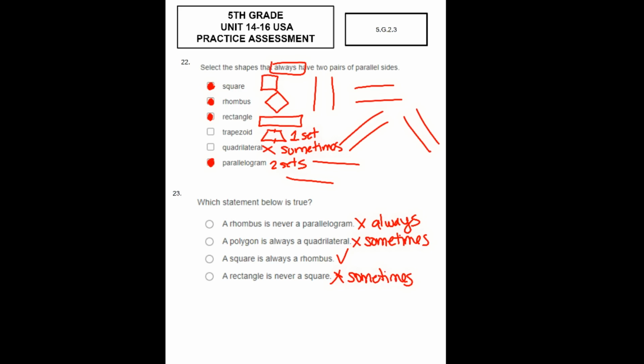Okay, but a square is always a rhombus because it means the same thing. Square and rhombus mean very similar things. The only thing that a rhombus doesn't have to have is the 4 right angles that a square has. So that would be the only reason why we wouldn't do that. Okay, let's move on to the next set.